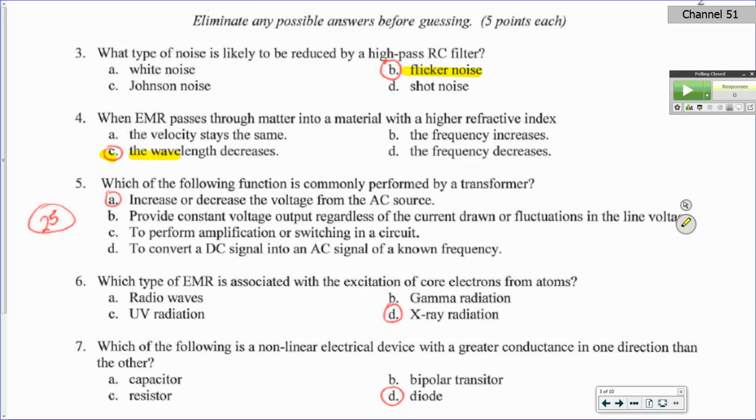Which of the following does a transformer do? A transformer increases or decreases the line voltage from an AC source.